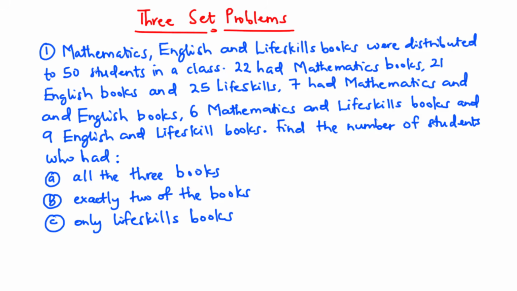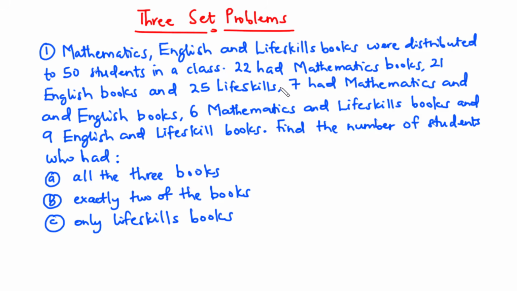Mathematics, English and life skill books were distributed to 50 students in a class. 22 had mathematics books, 21 English books, and 25 life skill books. 7 had mathematics and English books, 6 mathematics and life skill books, and 9 English and life skill books. Find the number of students who had A, all the 3 books, B, exactly 2 of the books, and C, only life skill books. So to solve this problem, let's write down some information we derived from the problem.